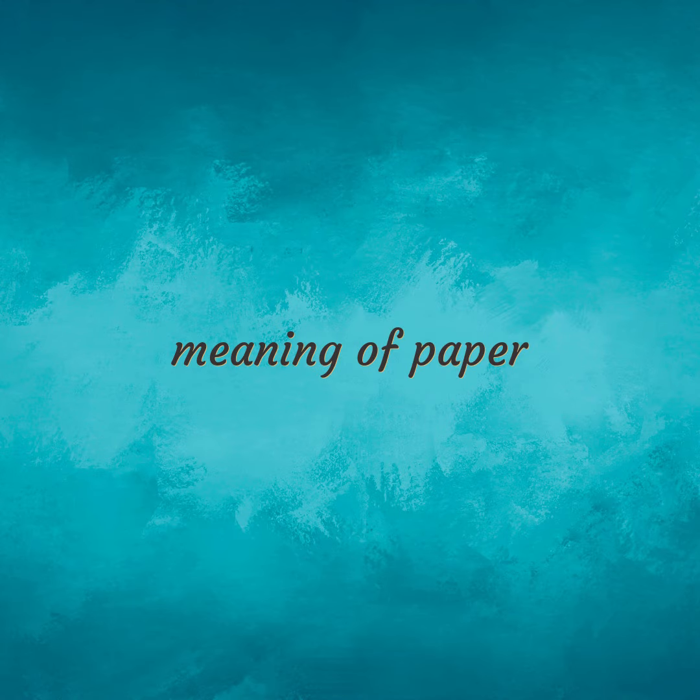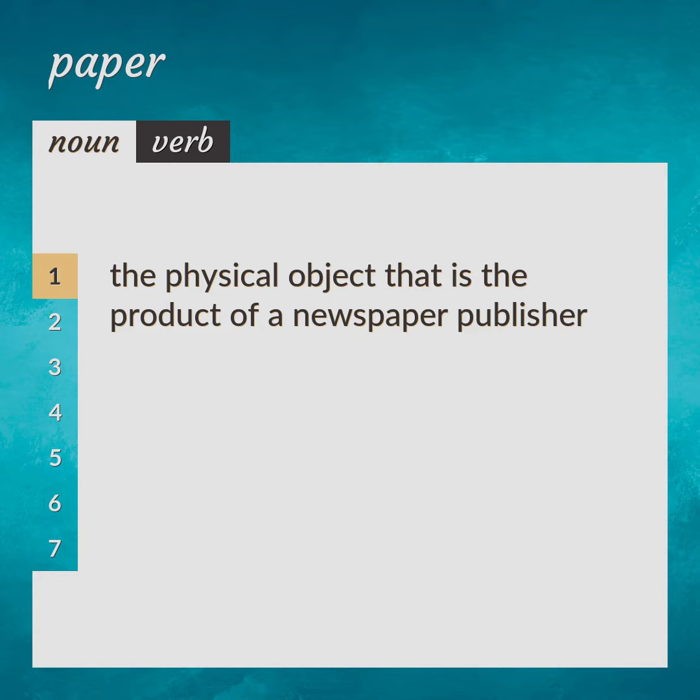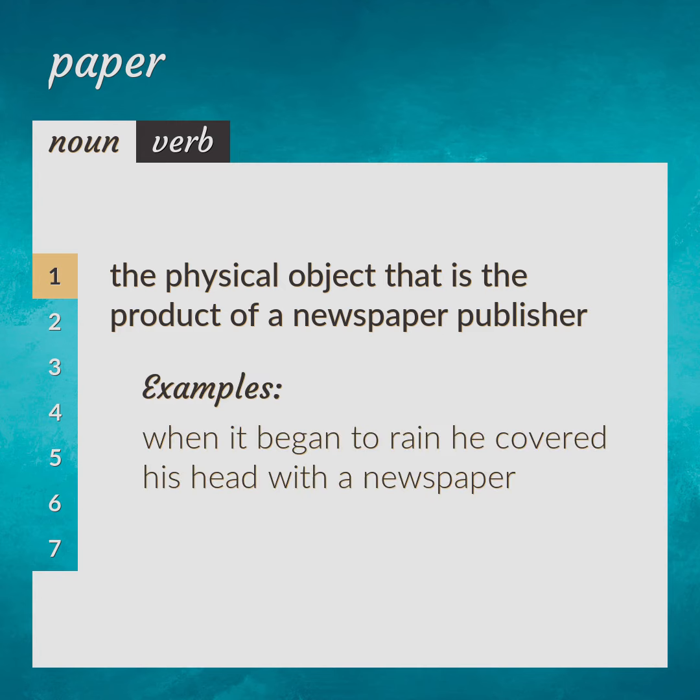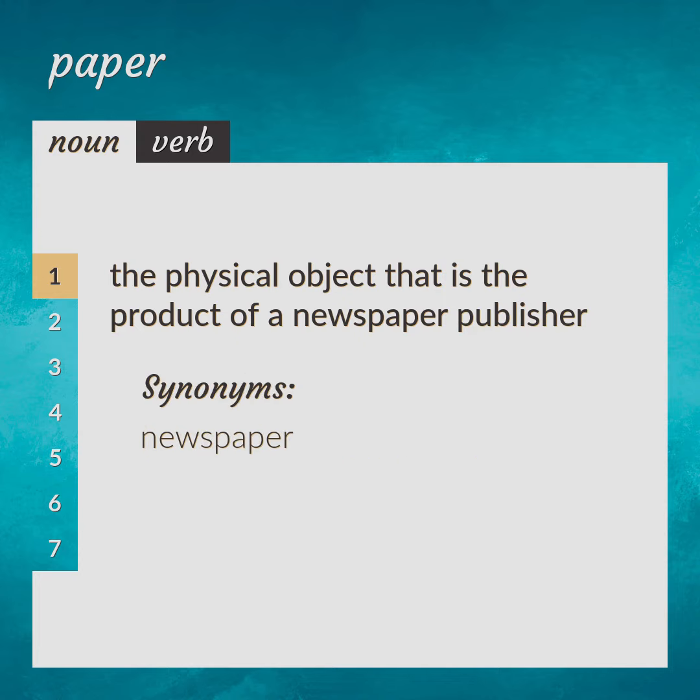Meaning of paper. The physical object that is the product of a newspaper publisher. When it began to rain, he covered his head with a newspaper. Newspaper.